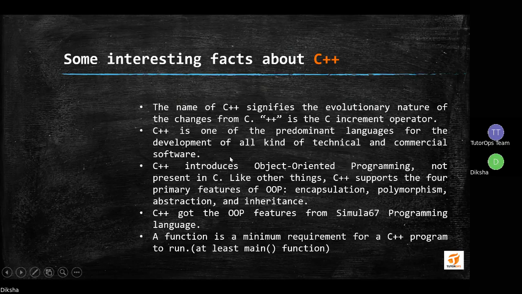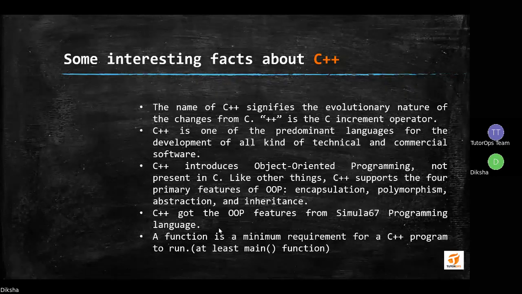Like other languages, C++ supports the four primary features of the object-oriented programming paradigm, which include encapsulation, polymorphism, data abstraction, and inheritance. C++ got its object-oriented programming features from the language named Simula 67, which is regarded as the first language to support the object oriented programming paradigm. This paradigm was very useful for software development. However, the Simula language was far too slow for practical use. That's how the need for C++ evolved.